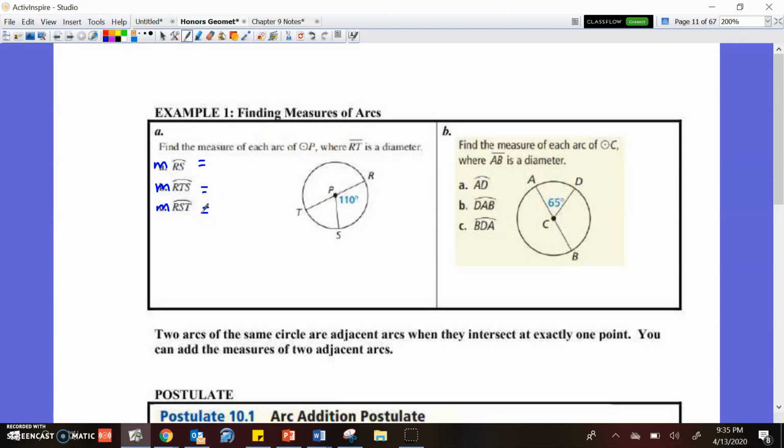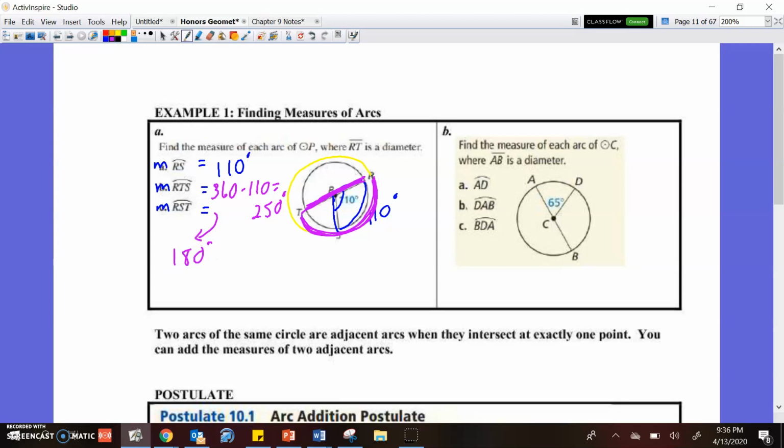In this case, angle RPS is a central angle. This is 110, so that means arc RS is going to be 110 degrees as well. Then the measure of arc RTS, this outside region, my major arc, is going to be 360 minus 110. That's going to give me 250 degrees. And last, the measure of arc RST. Since they told us RT is a diameter, that means this is a semicircle. So this is just going to be half of my 360. So this answer here is 180.